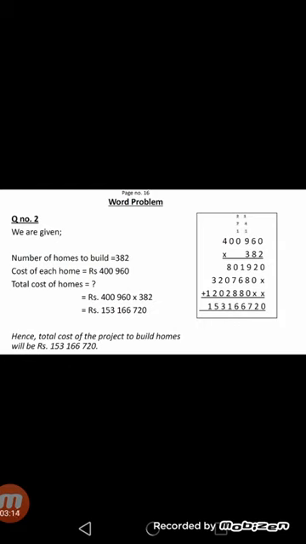As you can see, the cost of one home is given, which is 400,960 rupees. So we will multiply the cost of one home with the total number of homes, which are 382. So we are going to multiply rupees 400,960 by 382. You can see the multiplication on the side in column form.